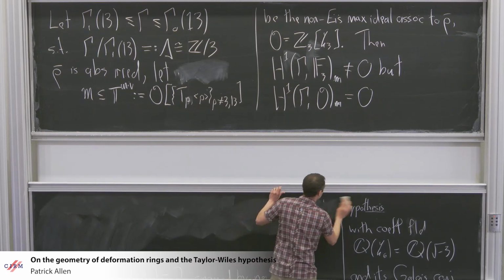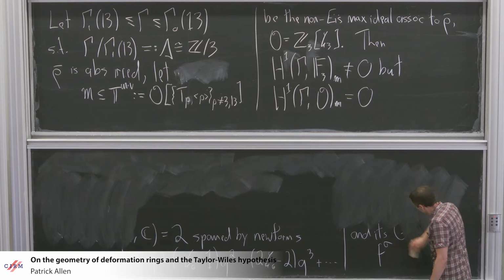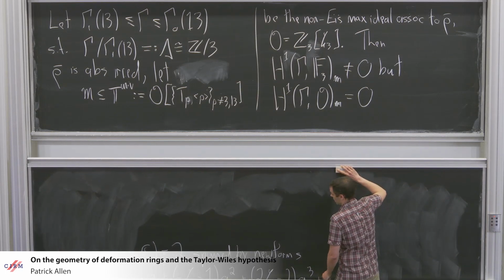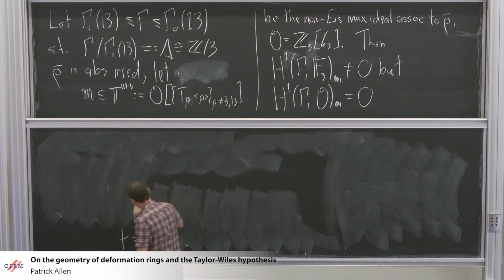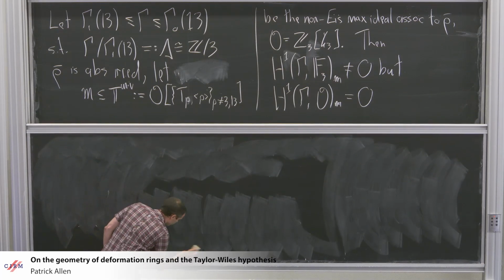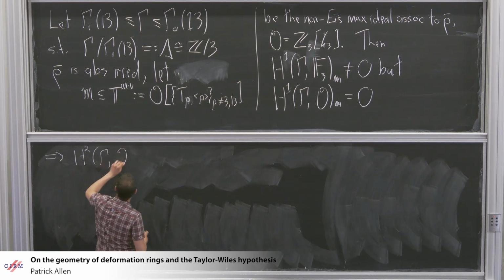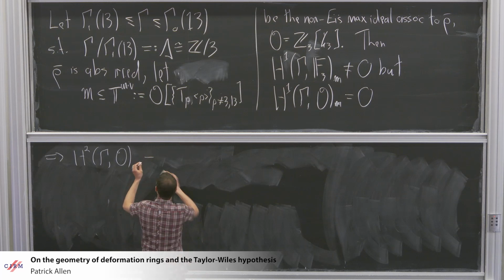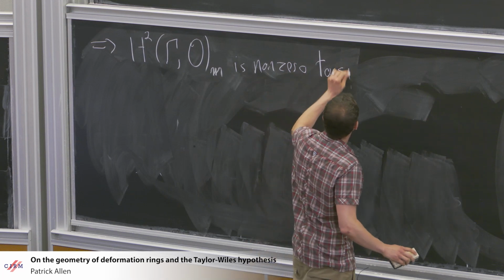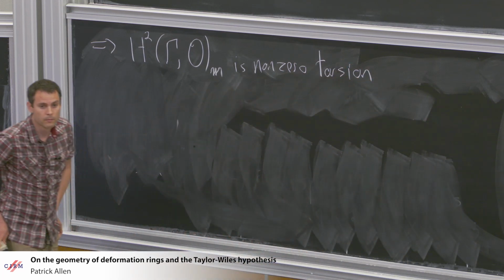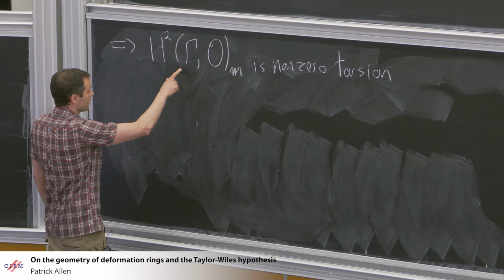But now if you look at the standard multiplication by uniformizer exact sequence on cohomology, mapping O to its residue field, what you deduce is that you have this non-Eisenstein maximal ideal in the support of an H2. So then this implies that H2 of gamma with coefficients in O supported at this non-Eisenstein maximal ideal is non-zero torsion. Okay. Now, where does this come from? Well, it's actually not so hard to see what's happening here.